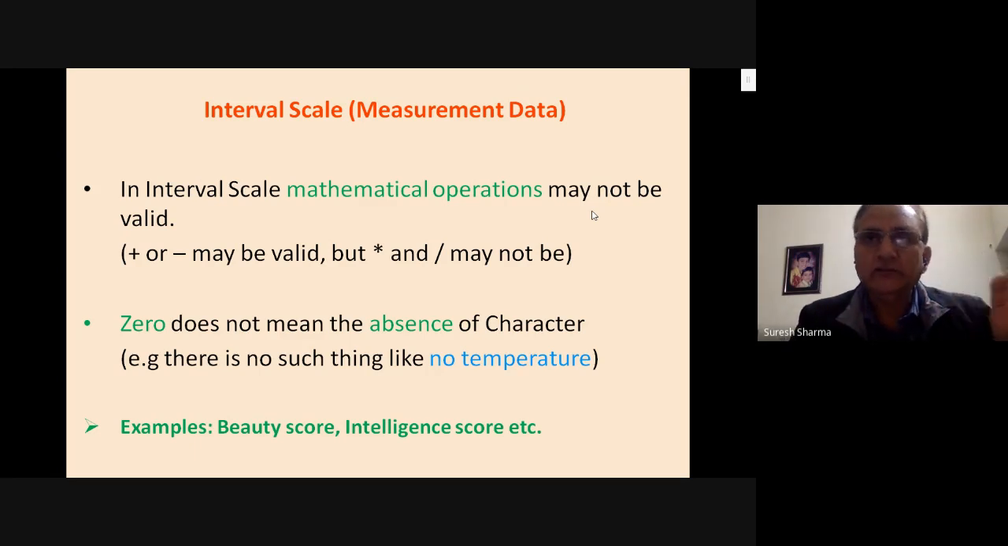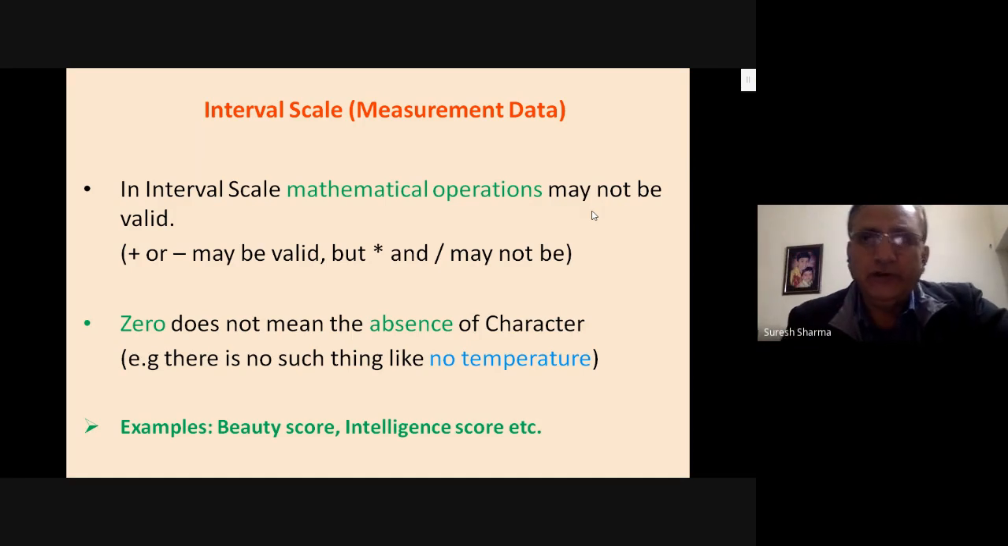Example, let's say one student has scored 90 marks in a test. Another student has scored 30 marks in a test. Divide 90 by 30. Answer will be 3. But I cannot make a statement that the student whose score is 90 is exactly 3 times more intelligent than the student whose score is 30. You cannot. He or she may be intelligent in sports or in some other category.